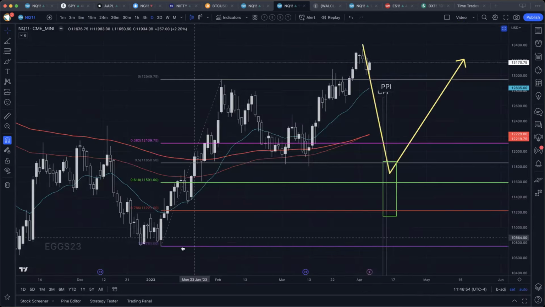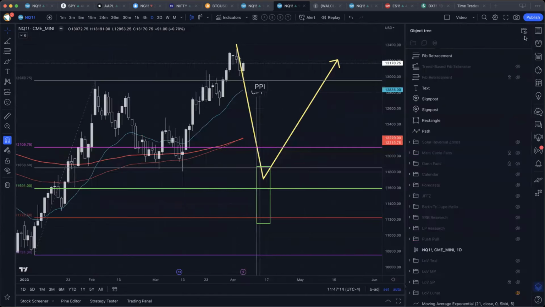If we anchor a fib here on that January 6th low, and extend it up to February 2nd, we can see a nice little 50% retrace before this last move up. So 50% is an extremely common retracement value.